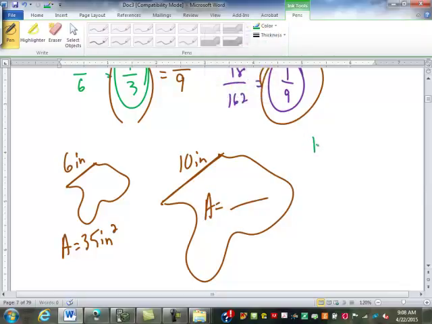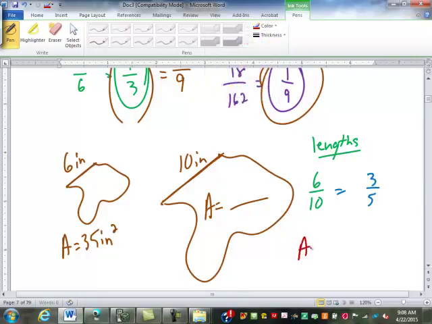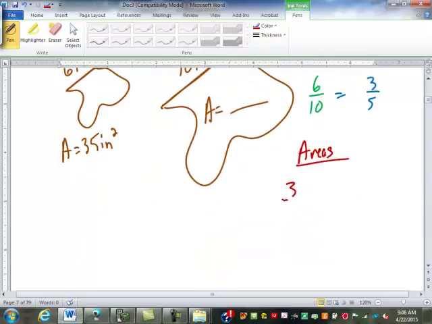Well, my ratio of lengths is going to be what? 6 goes to 10. If I wanted to, I could reduce that to 3 to 5, right? My ratio of areas is going to be what? 3 over 5 squared. What's 3 squared? 9. What's 5 squared? 25. That's my ratio of areas.